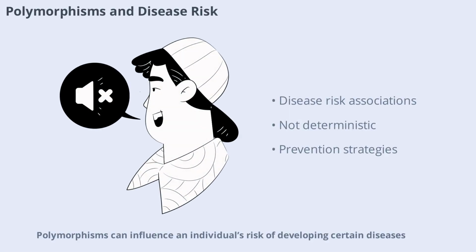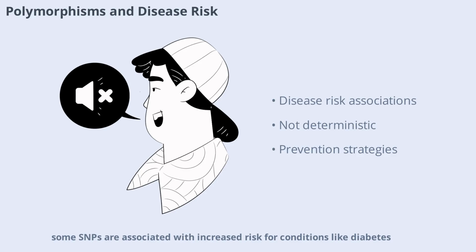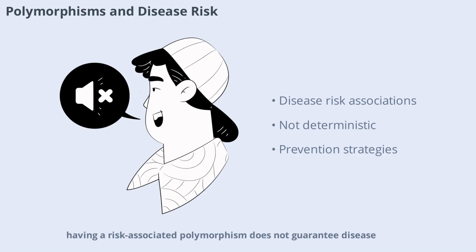Polymorphisms can influence an individual's risk of developing certain diseases. For example, some SNPs are associated with increased risk for conditions like diabetes, heart disease, or Alzheimer's. However, having a risk-associated polymorphism does not guarantee disease. It simply means the risk is higher compared to others. Lifestyle and environmental factors also play a significant role. Understanding these genetic risk factors helps in prevention and early intervention.